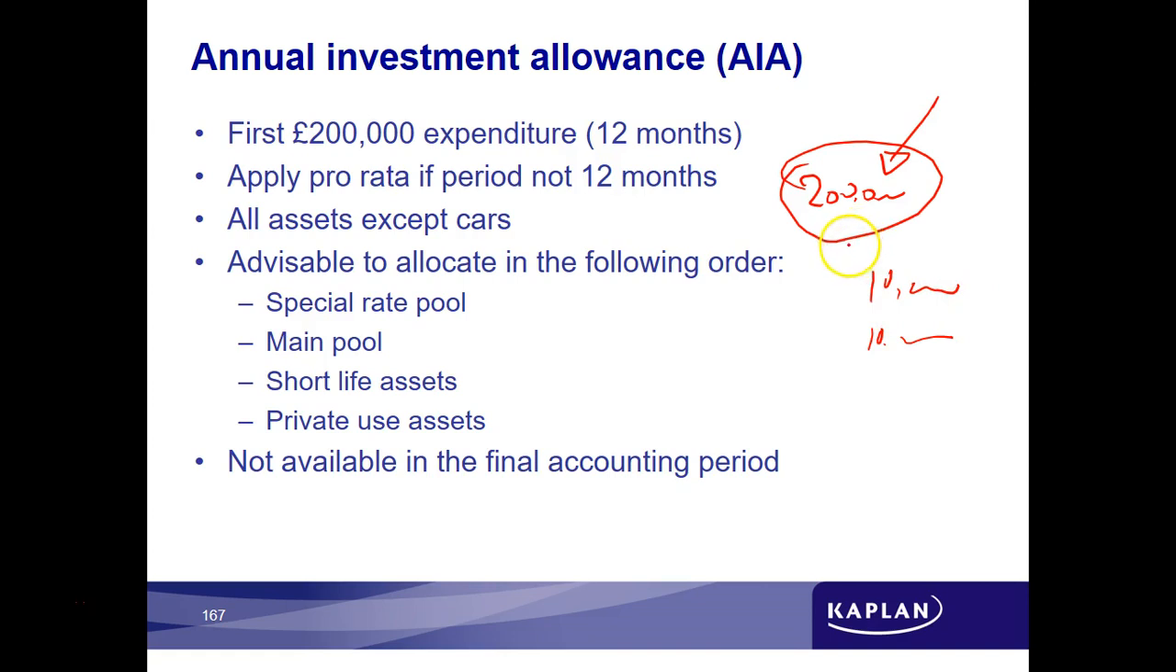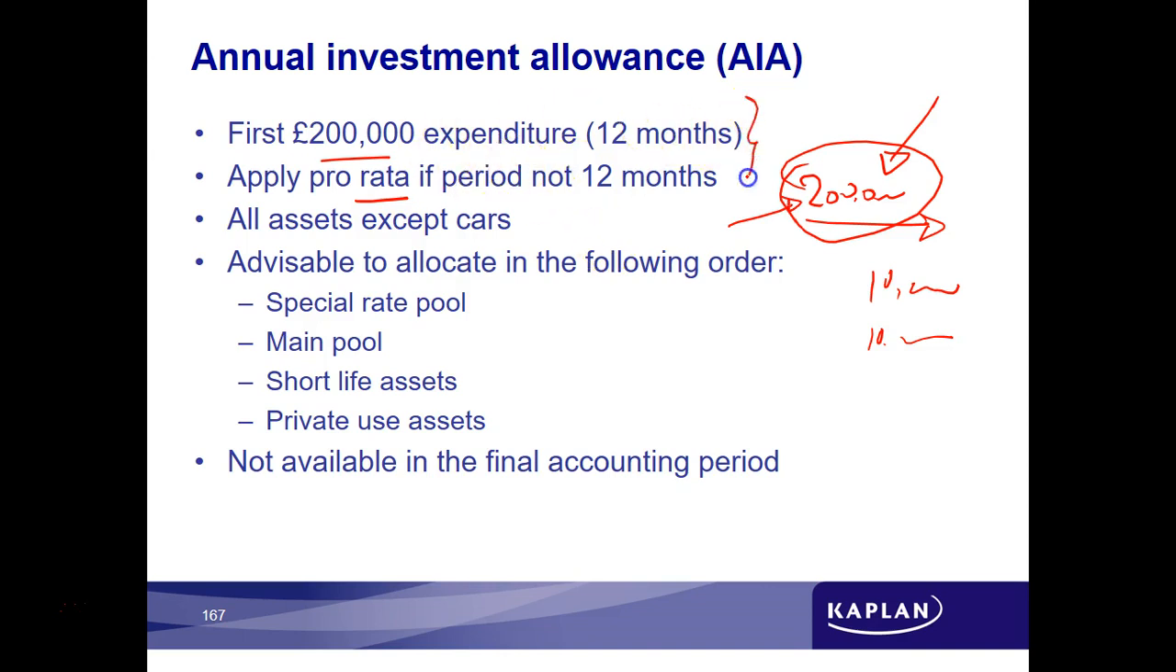So this is really to encourage larger capital expenses by businesses. So the government allows this 200,000. Now this 200,000, like the writing down allowance, is prorated. So if you have anything shorter than a 12-month period, you have to find the equivalent number of months and use that. The 200,000 isn't automatic. It depends on the number of months that you have.